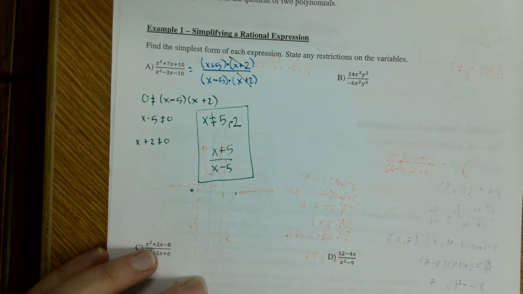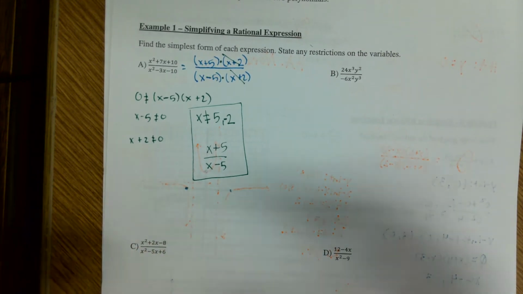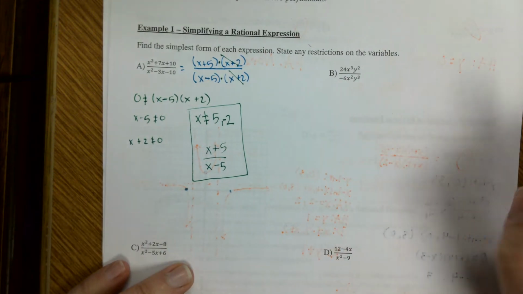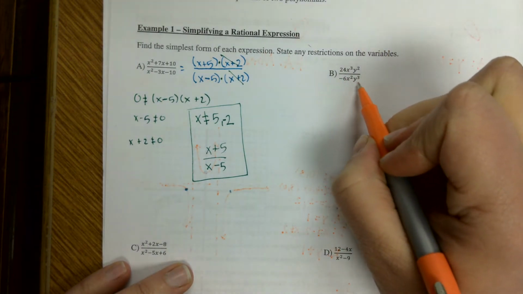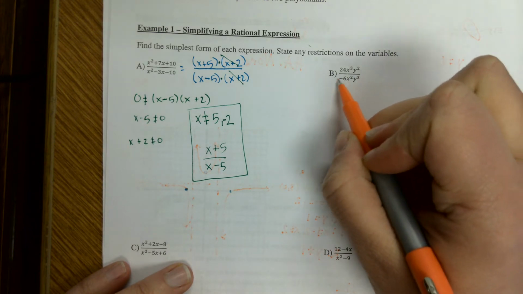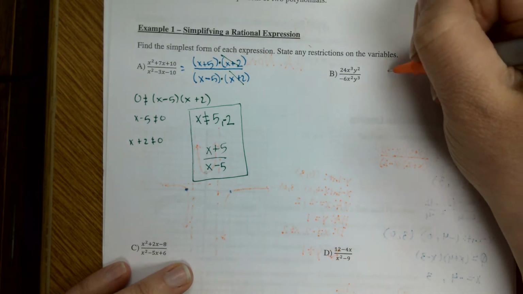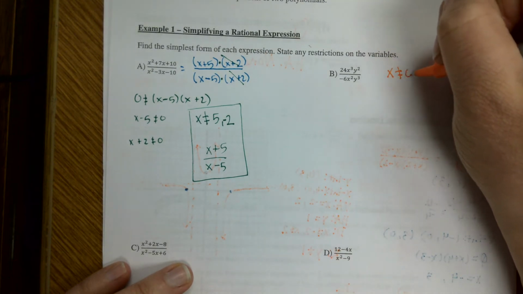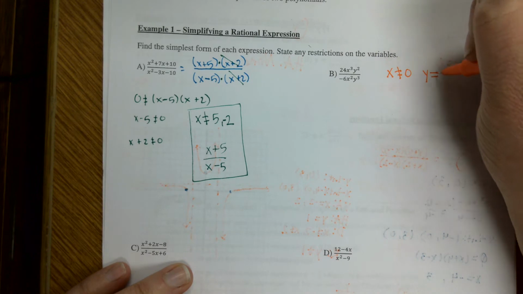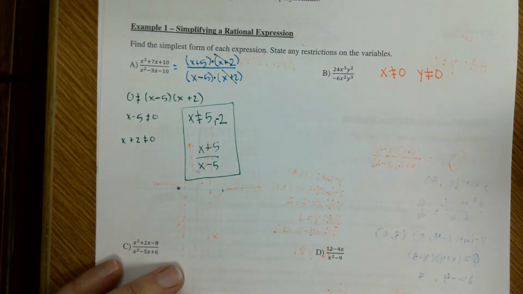So then look at B here. I don't have any factoring to do because it's all multiplying straight across. But I do have to state restrictions. Whenever you have a variable on the bottom of your fraction, like here, anything on the bottom of the fraction cannot equal 0. So my restriction, because we have x on the bottom, that cannot equal 0. We have y on the bottom, that cannot equal 0, because if it did, it'd make the whole thing 0.